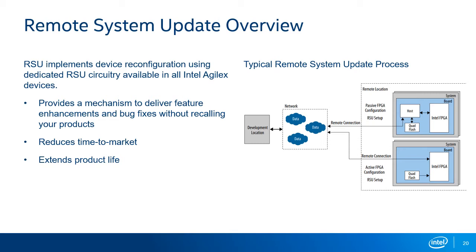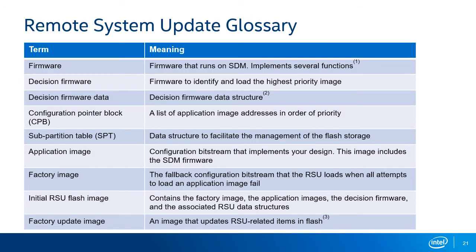The Mailbox Client FPGA IP can then be used to instruct the SDM to restart from an updated image. You can store multiple application images and a single factory image in the configuration device. In passive configuration, an external host implements RSU rather than the Agilex device. Refer to this glossary for definitions on some commonly used terms in Remote System Update. Let's take a look at a few of these terms in some more detail.